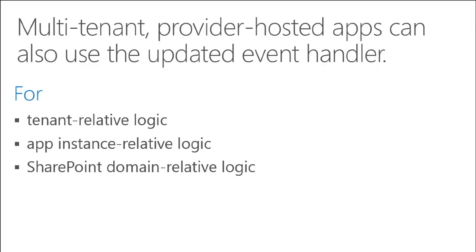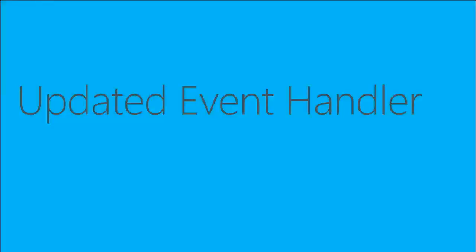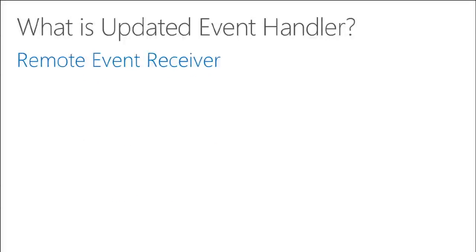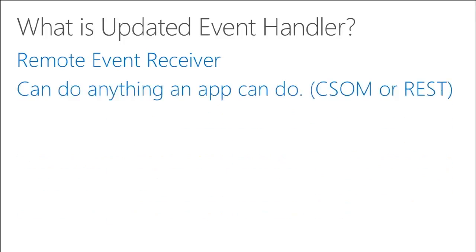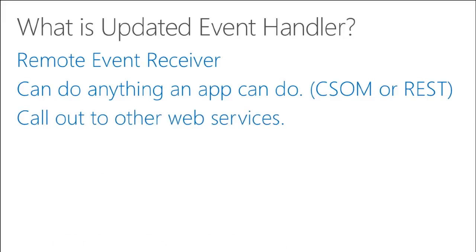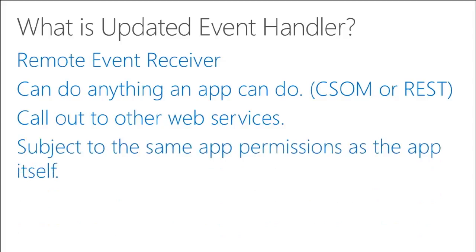Now our fourth story and the last story, this thing I keep referring to, the updated event handler. What is it? Well, it's a remote event receiver, which means code is hosted externally to SharePoint, just like any other remote event receiver. It could be in the cloud, could be on another server on premises, but it's external to SharePoint. It can do anything an app can do, including accessing SharePoint with the client-side object model or the REST APIs. It can make calls to other web services. It's subject to the same app permissions as the app itself.